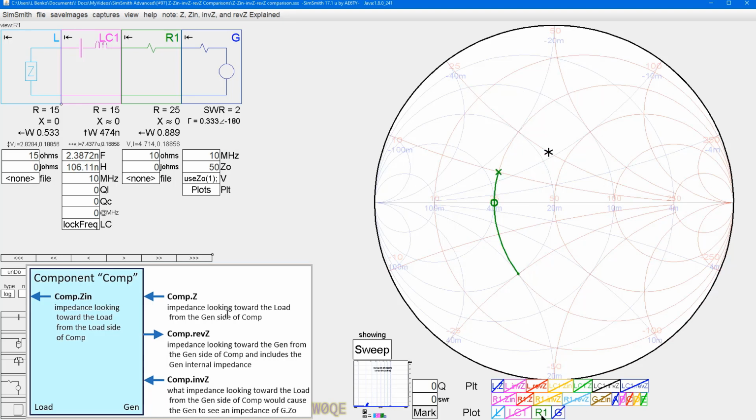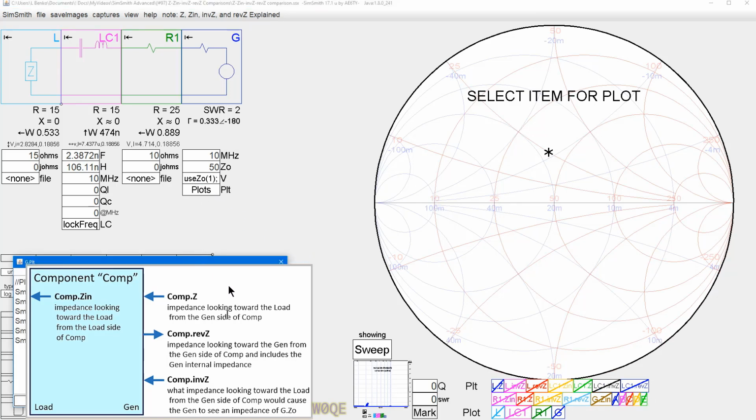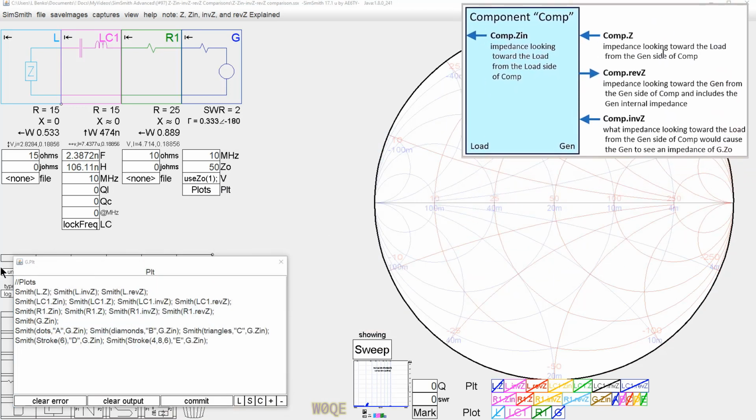You probably noticed this if you use SimSmith very much. You see that they're exactly the same. If you want any of the other ones, you have to come up with them yourself. Now, they're not very hard to do. Let's get this thing out of the way again. What I did is I said plot on the Smith chart L.Z, and it gave me that for the name if I didn't specify a new name that I wanted to use, L.invZ, L.revZ, and likewise for all of them.